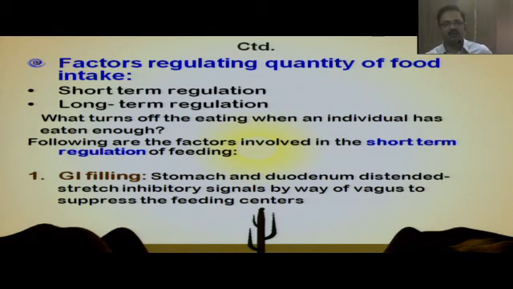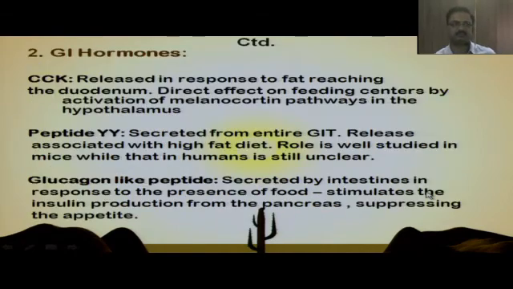When the GI filling occurs, the receptors present in the stomach are stretched, and the signals are transmitted not only from the stomach but also from the duodenum. After distension, the stretch inhibitory signals by way of the vagus nerve reach the hypothalamic nuclei, especially the feeding center, and inhibit the feeding center.